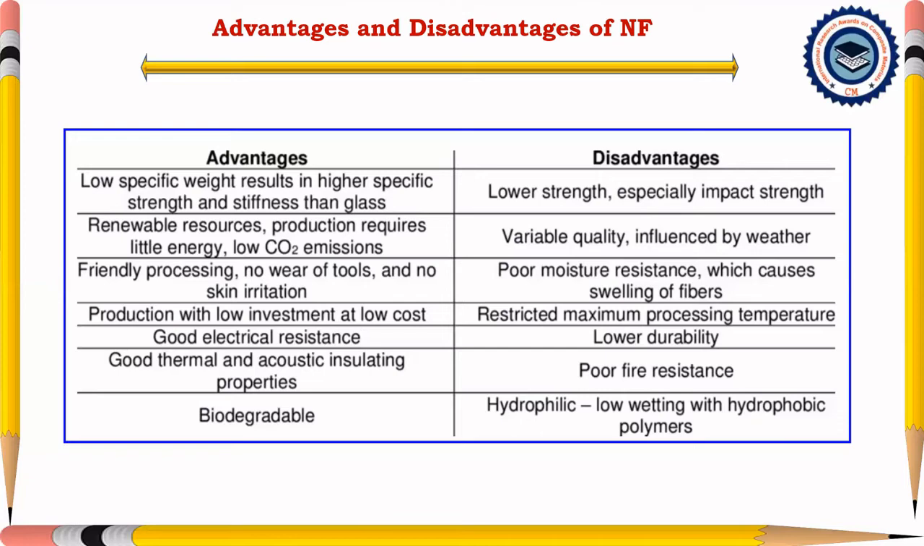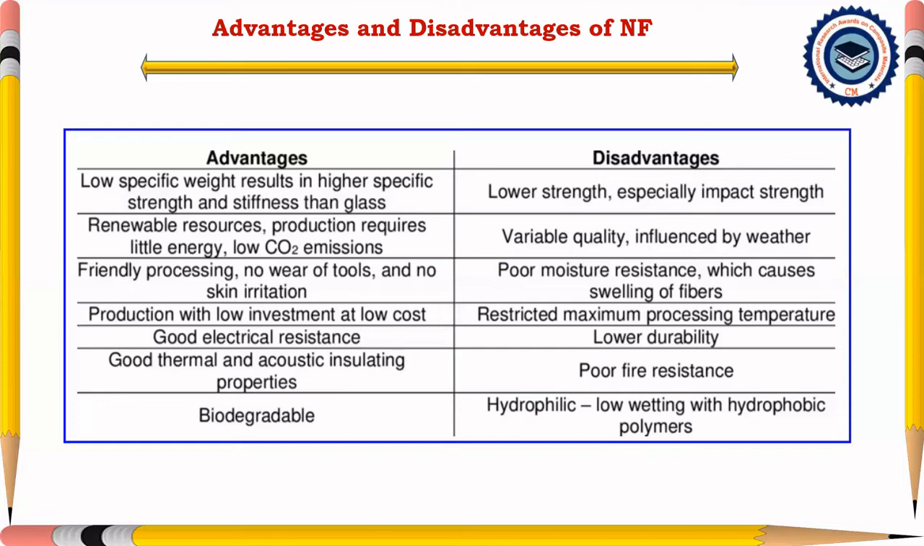Okay, what are the disadvantages? Very low strength, especially impact strength is very low. Next, variable quality influenced by weather. According to the environment, that means the atmosphere, it will affect the quality. Next, poor moisture resistance, which causes swelling of fibers. It is a very, very important drawback of natural fibers. Next, restricted maximum processing temperature. Next, lower durability. Then poor fire resistance.